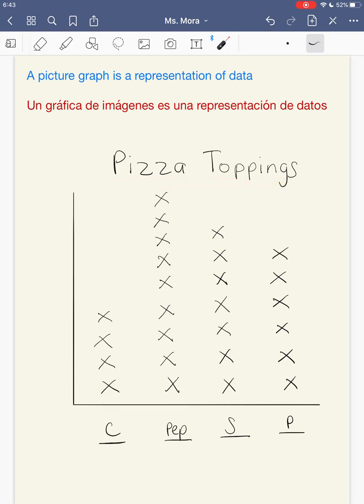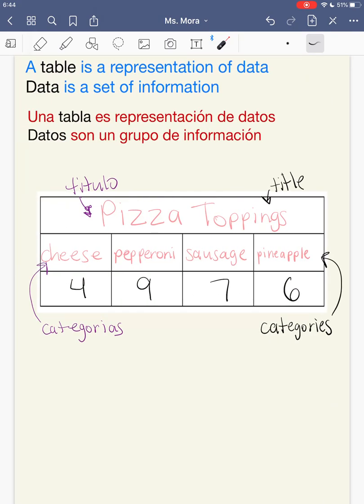And here are my categories. If you remember, I had cheese, pepperoni, sausage, and pineapple. Those are the categories. So when I look at this, I see that for cheese, we had 1, 2, 3, 4 people like cheese. 1, 2, 3, 4, 5, 6, 7, 8, 9 people like pepperoni. We had 1, 2, 3, 4, 5, 6, 7 people like sausage. And 1, 2, 3, 4, 5, 6 people like pineapple on their pizza. Alrighty? So this information is the same information that was in my table here.